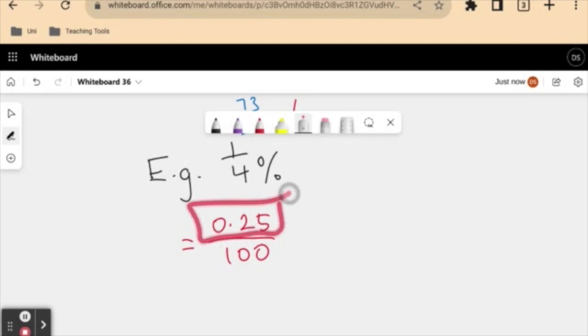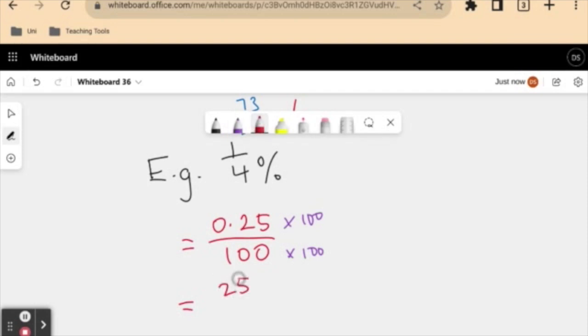So let me just multiply this by 100, because that'll bring my decimal point along 2 spots, and I can just clear the decimal. There's less to worry about here. Let's do it this way first. And multiplying top and bottom by 100, I will get 25 over 1000.